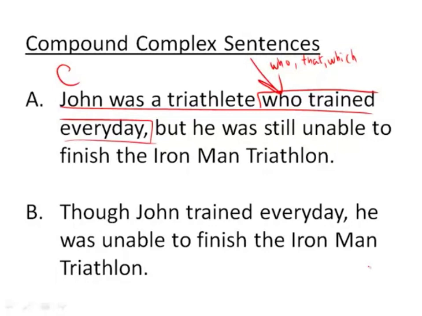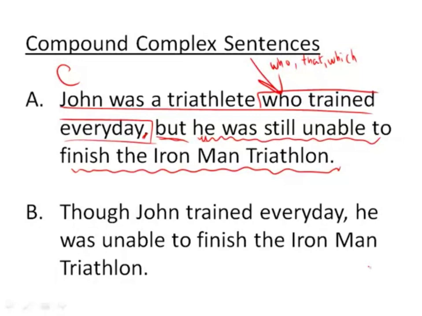So this part, the underlined part, is complex. The squiggly part now is going to be the next. So I'm going to squiggly the independent clause. And why is this independent? It is a sentence that can stand on its own. He was still unable to finish the Ironman triathlon is a sentence connected with the conjunction "but," that is, comma, but. And just like that, we've taken a complex sentence, the underlined part, and combined it with an independent clause, the squiggly part here. And this has given us a compound complex sentence.